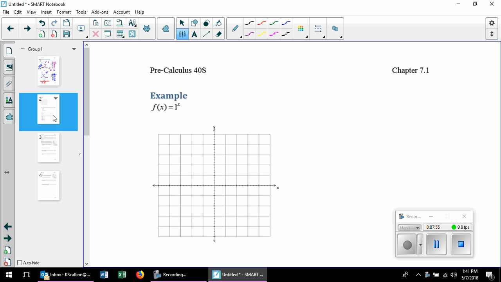Table of values for this one. So -2, -1, 0, 1, 2. What is the exponent of -2? What is the exponent of -1? 1, 1, 1. Almost like it's a straight line.